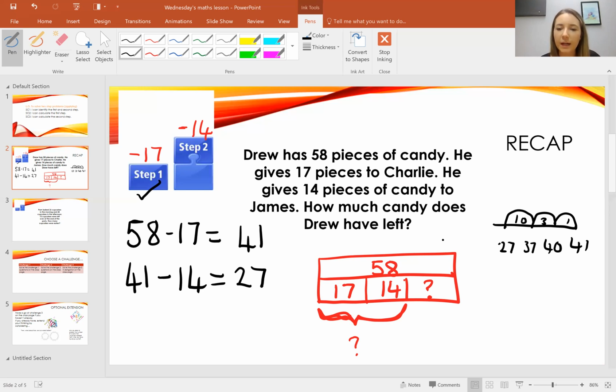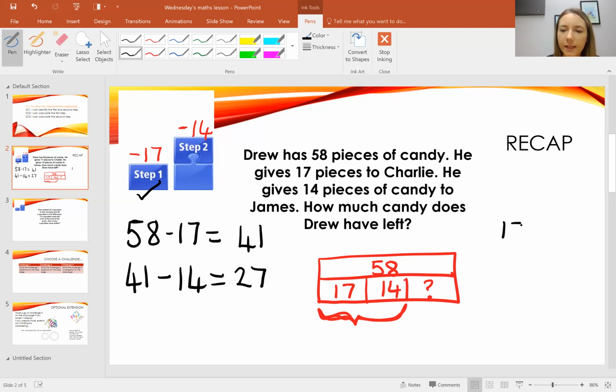If you did it in this way from the bar model, then we would have to add up the amount that has been given away first of all. So 17 add 14 equals, so I know that 7 and 3 make 10, so 7 and 4 must make 11. So I've got 1 ten and 1 one. Then I've also got these 10s to add here. 10, add another 10 is 31. So I now know that this part of the bar is 31.